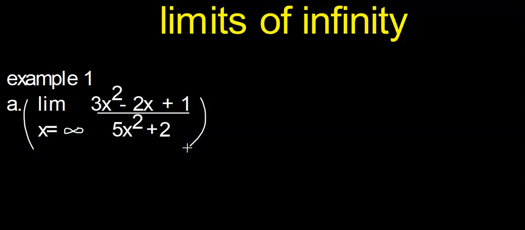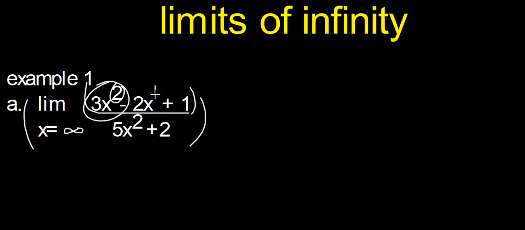It says the limit as x goes to infinity of (3x raised to 2 minus 2x plus 1) over (5x raised to 2 plus 2). When you get this type of question, the first thing you have to look at is the power, or the exponent. Is there any other exponent that's higher than this one? There's no other power that's higher than these two, because this one is 1.